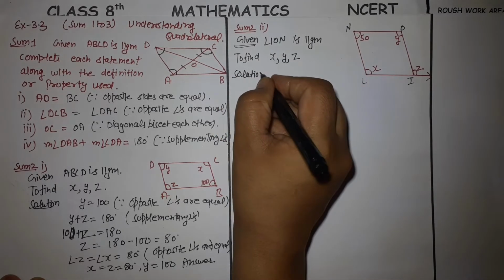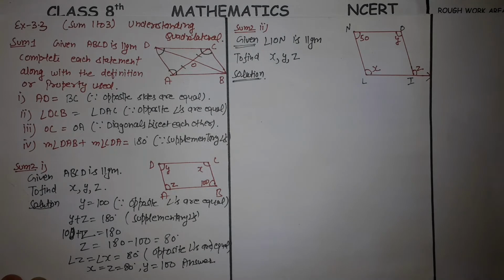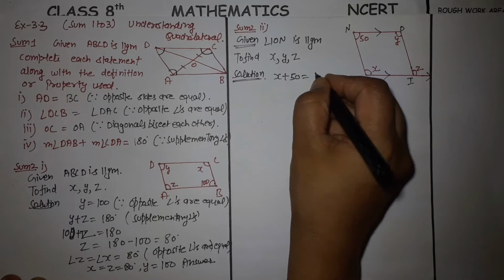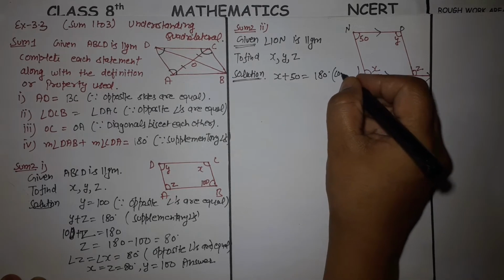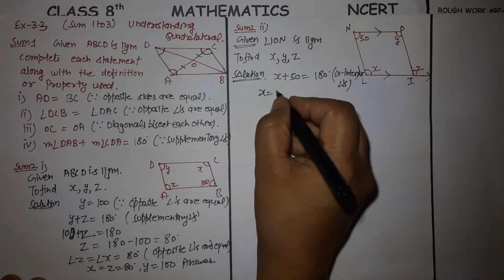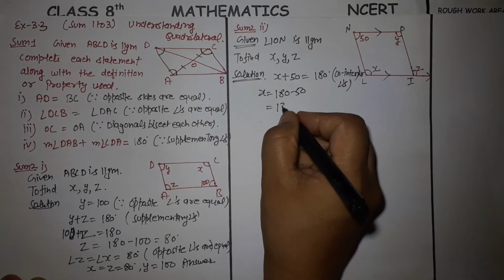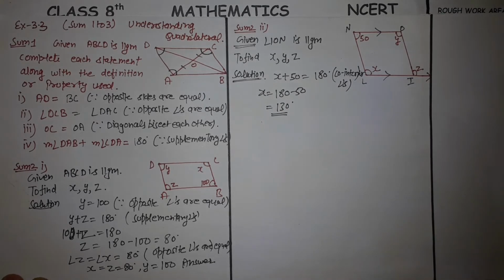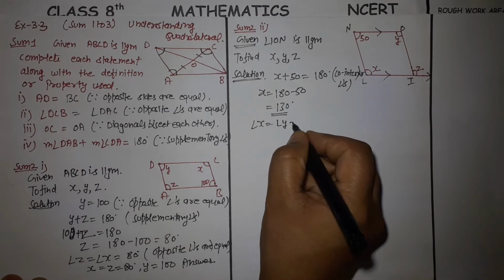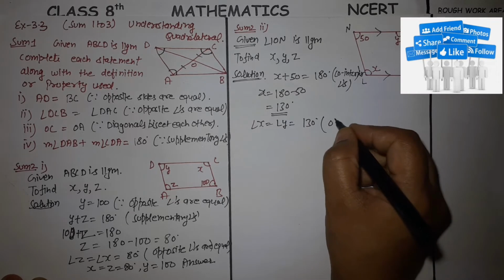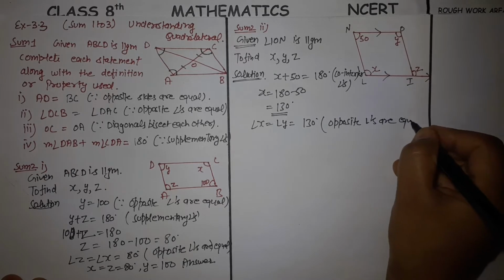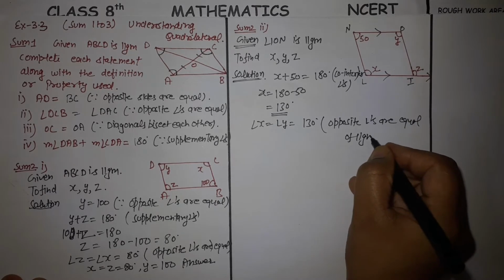Solution: these two lines are parallel. Then X plus 50 is equal to 180. Reason, co-interior angles. X is equal to 130. Angle X equals angle Y, 130. Reason, opposite angles are equal in a parallelogram.